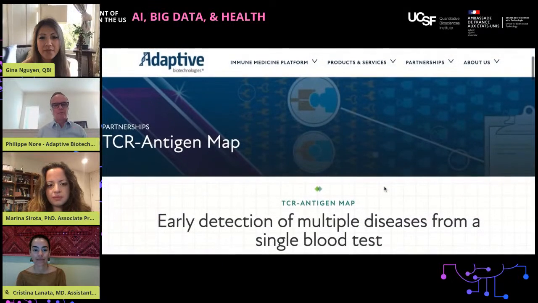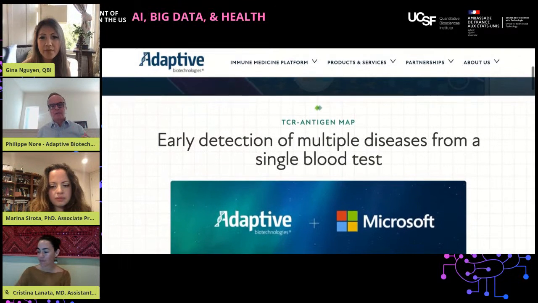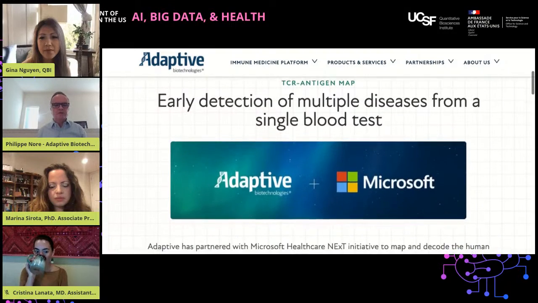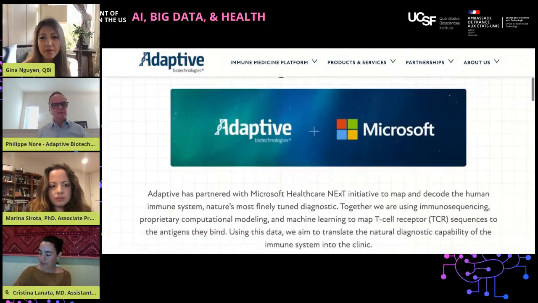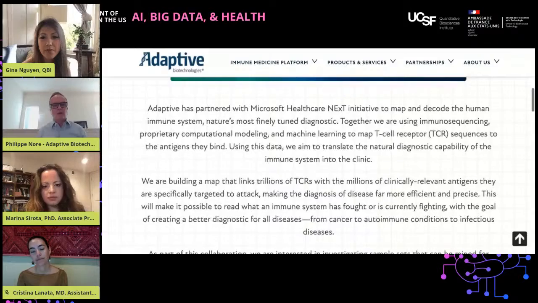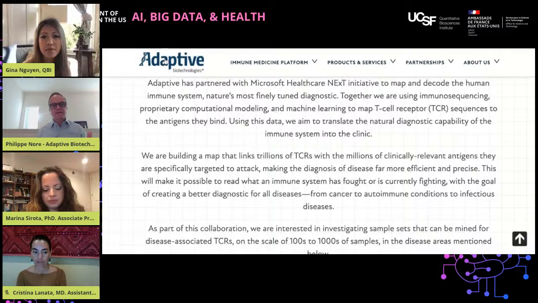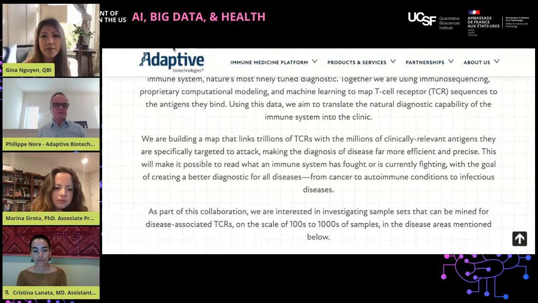Adaptive is an immune medicine company. So what does it mean? We're very focused on studying the immune system and learning how it naturally detects and fights a wide range of diseases. And the information on how it does that is held within the genetic code of the B cell and T cell receptors that we all have and that are a big part of the immune system. So we have developed a platform to decode that genetic code and translate that into data. And then that data is used to develop diagnostic tests or therapeutics. That's how we learn how the immune system detects and fights diseases.